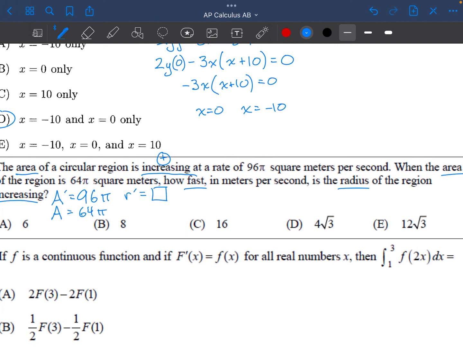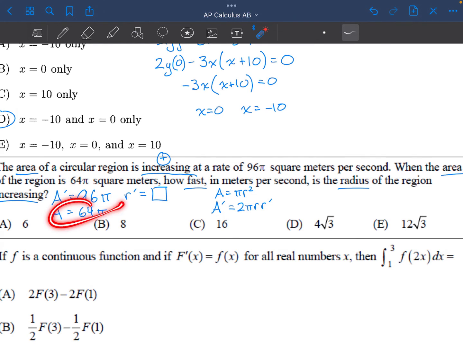Okay, so I need a formula for A and A prime. Let's go ahead and get those out of the way. The formula for the area of a circle is pi r squared, and the formula for how fast the area is increasing, this A prime, is going to be 2 pi r r prime. And are either of these going to help us? Well, I know eventually I'm going to have to get r prime. That's the only r prime in here. The problem with that is I do have an A prime right here, but I don't have an r. So if I find an r, I've unlocked the problem. I can just kind of plug it all in.